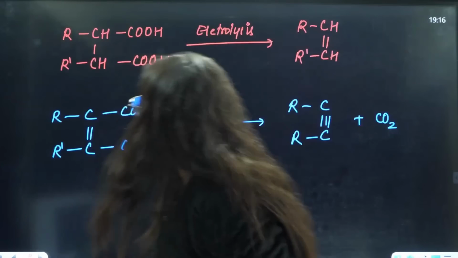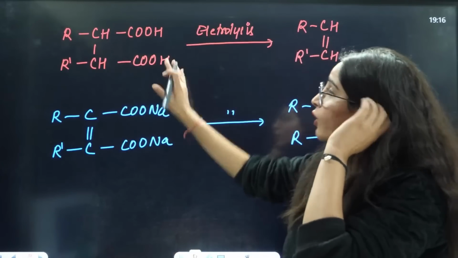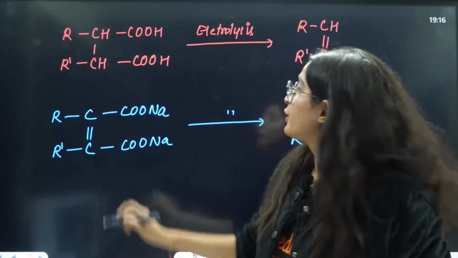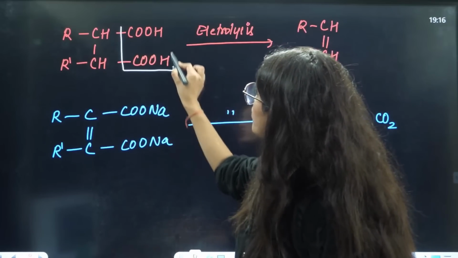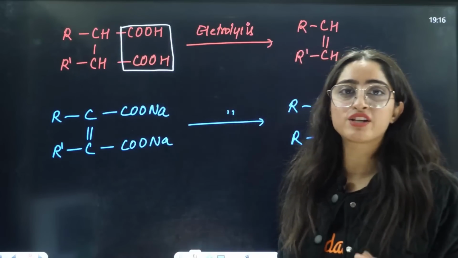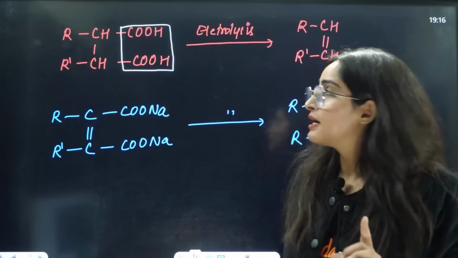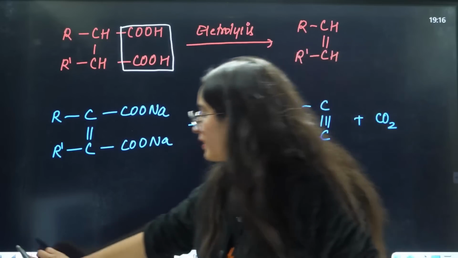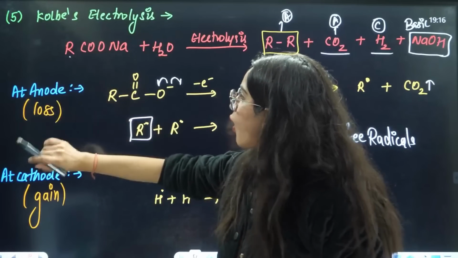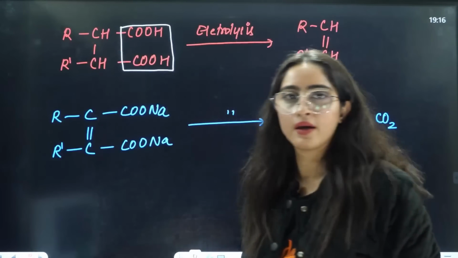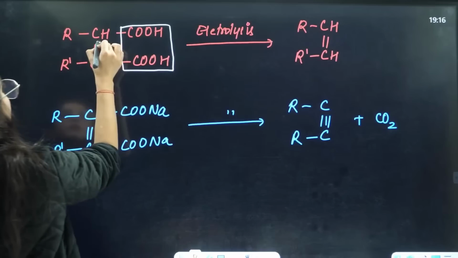After this, here also I am doing the same thing. You are eliminating these two COONa or COOH groups, right? After this, what you did here? You had the formation of this dot here. Same. Here also this free radical will be formed here.